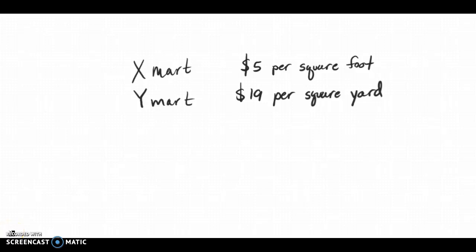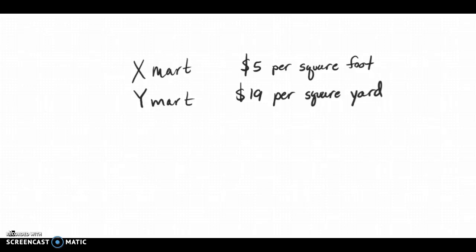So this type of question says that fabric was bought at Xmart because their price of $5 per square foot was better than Ymart's price of $19 per square yard. So this is a conversion problem. This is something that was done in chapter 2. And so we want to decide whether the statement that I previously read makes sense or does not make sense, and then explain the reasoning.